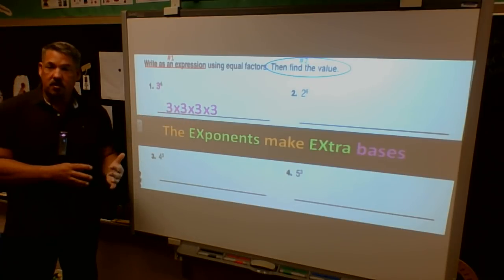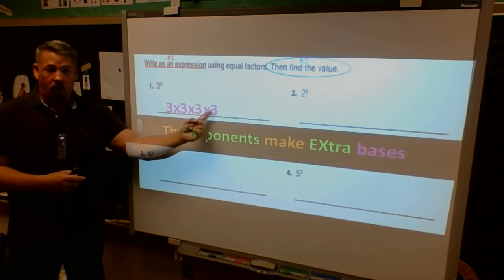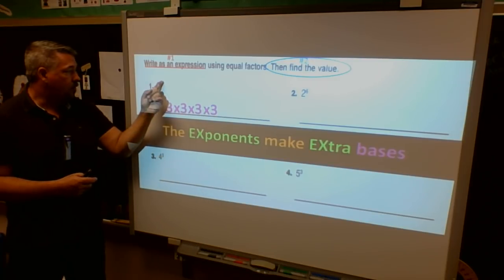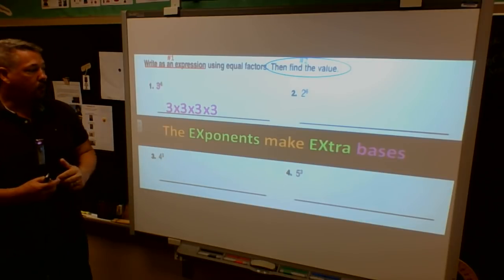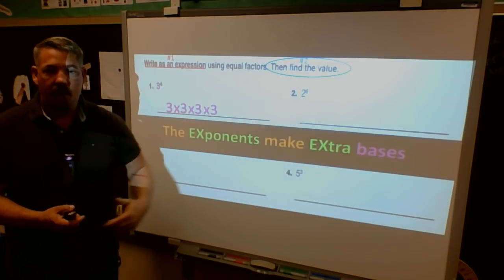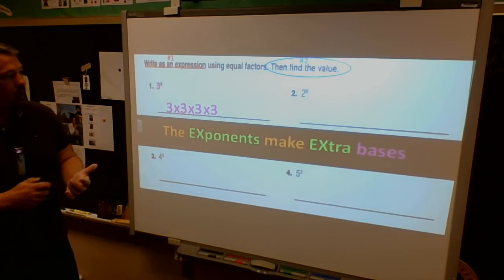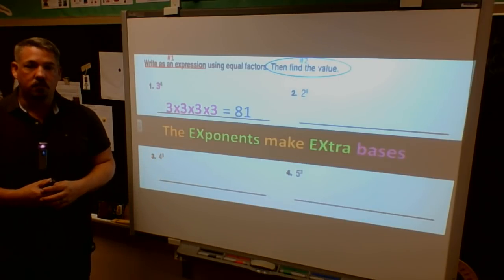I found my answer. I go back and check just to make sure. Are all my numbers a 3? Yes, because that's my base. How many do I have? I have 4 of them, and that's what my exponent is. I'm good for that part. Step 2, then I calculate it. Handy dandy calculator, 3 times 3 times 3 times 3 equals 81.